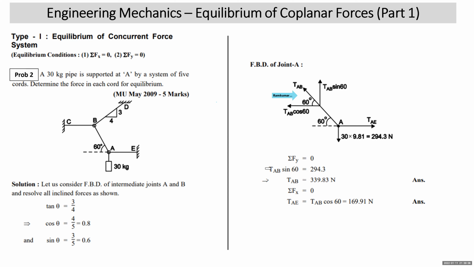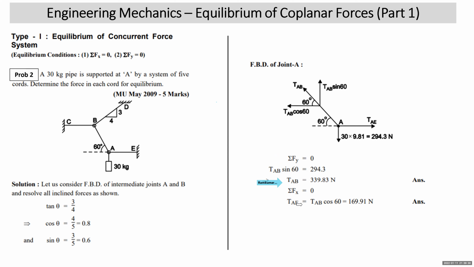You can start with sigma Fy equal to 0 also. Whatever is convenient, whatever gets you the result fast, you can start with that. Like in this problem, with this FBD, I have started with sigma Fy equal to 0. Why? Because sigma Fy equal to 0 means upward is equal to downward. There is only one upward force, TAB sin 60. There is only one force downward, 294.3. So TAB sin 60 is 294.3. So you get the value of TAB.